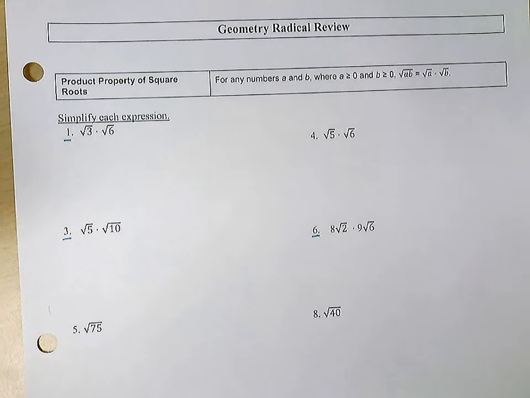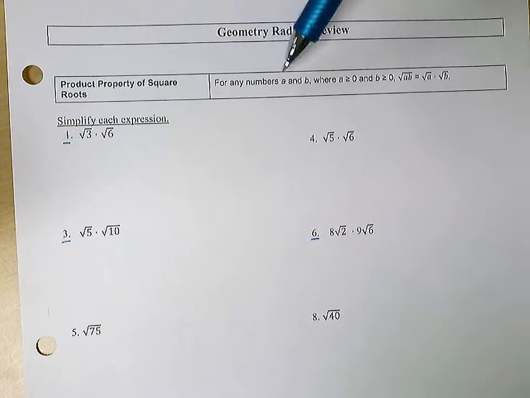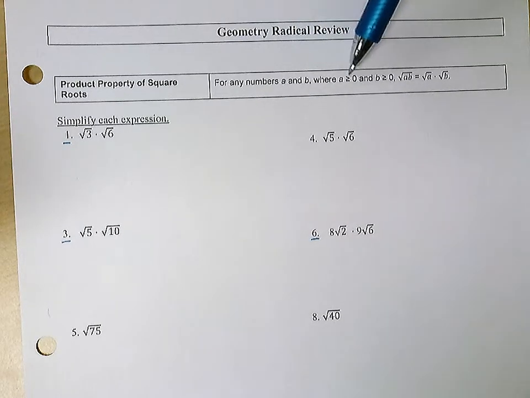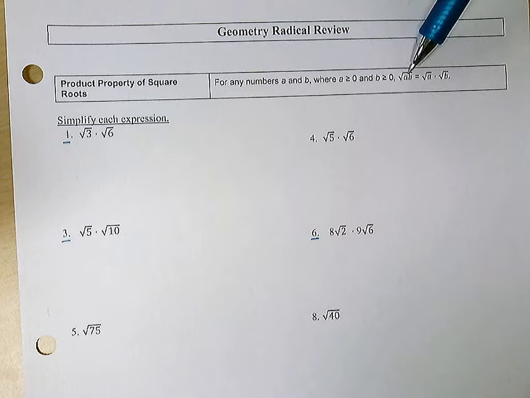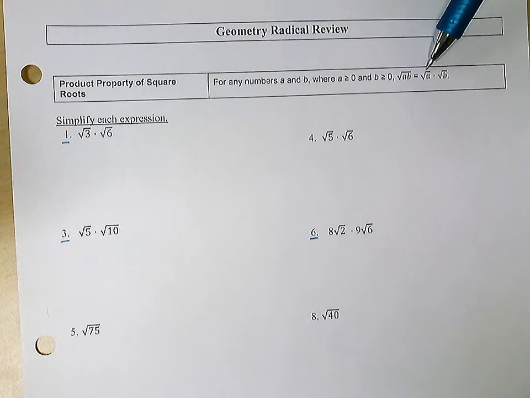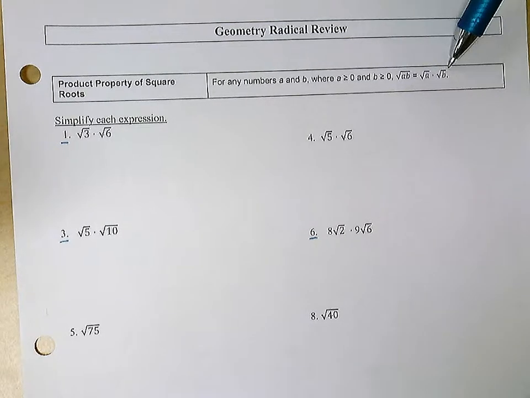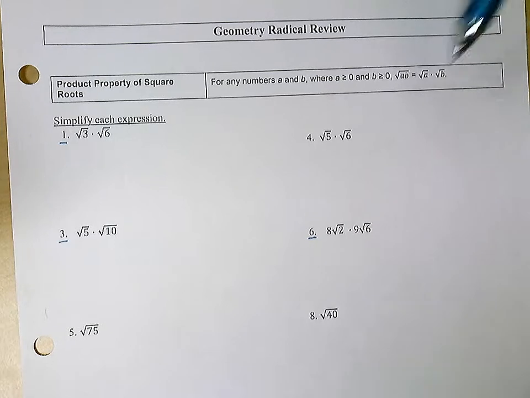So we have a product property of square roots. For any numbers a and b, where a is greater than or equal to 0 and b is greater than or equal to 0, if I have the square root of a times b, I can split that into the square root of a times the square root of b. So you can split that number into two separate pieces, and that'll help you simplify.